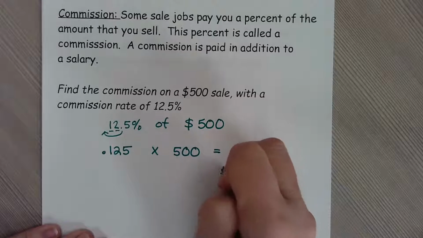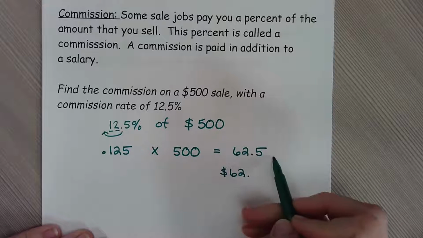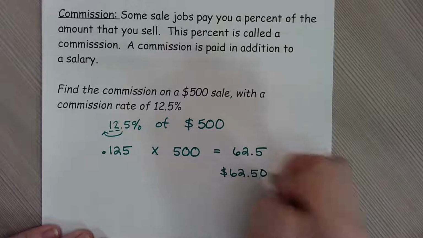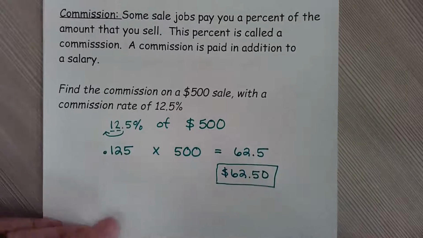Now, let's write this in the proper way that we show money. First off, let's put a dollar sign. And secondly, we need 2 digits in our decimal places for money. So this would be 50. $62.50 would be the commission that was earned.